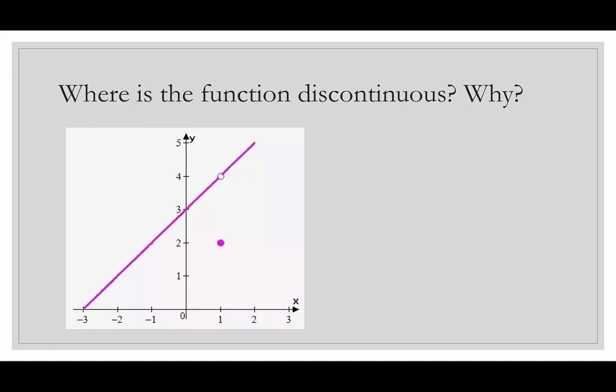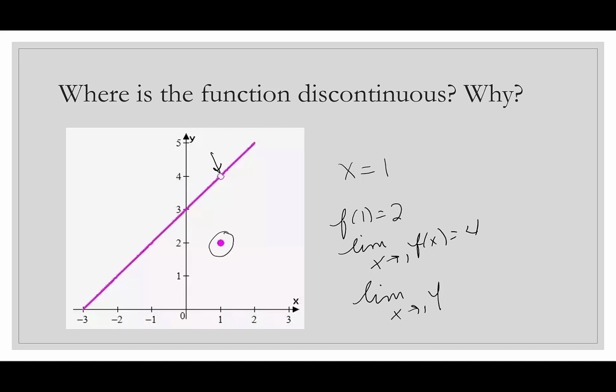We'll say that this is discontinuous, again at x equals 1, but this time for a different reason. I do have a function value. The function value is 2, so f of 1 is 2. I do have a limit. The limit when x went to 1 of f of x was 4. You can see it right here. But the problem is f of 1 is not equal to the limit, so the limit as x goes to 1 of f of x is not equal to f of 1. So there's our discontinuity.